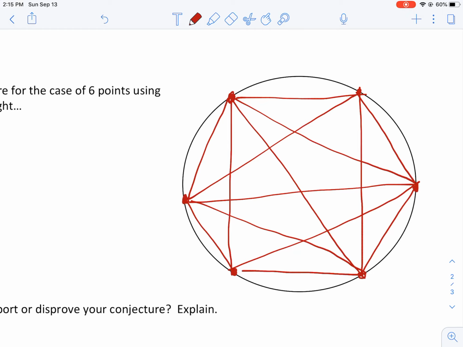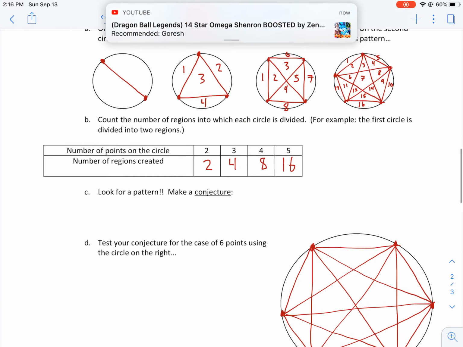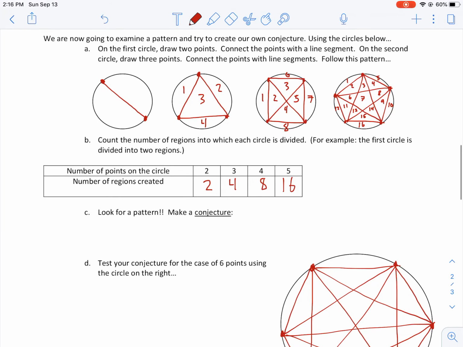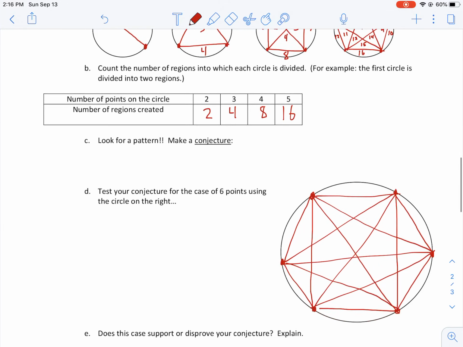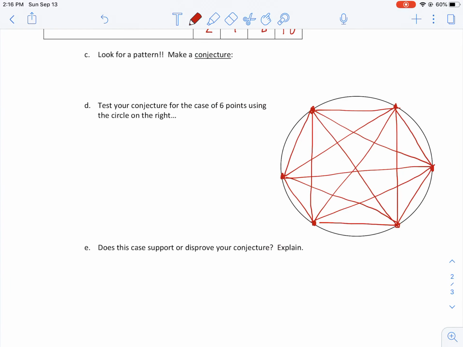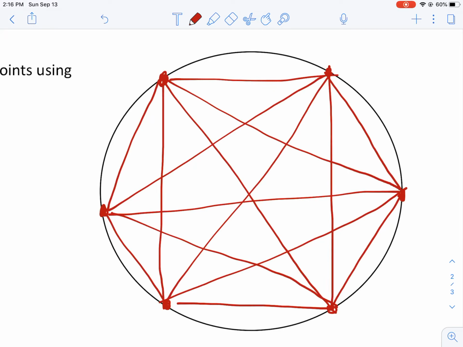Did I do them all? Oh, nope, I forgot this one. Okay. So now we're going to count. Now this is going to be a lot. So we're going to test our conjecture.